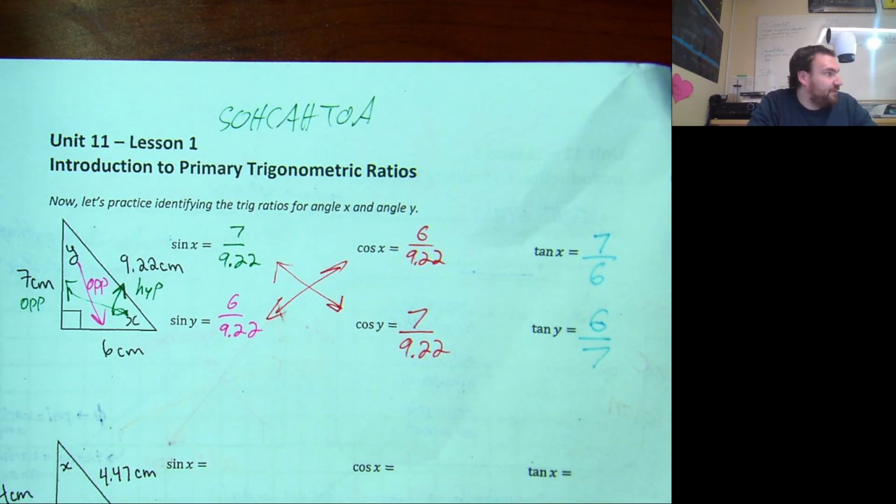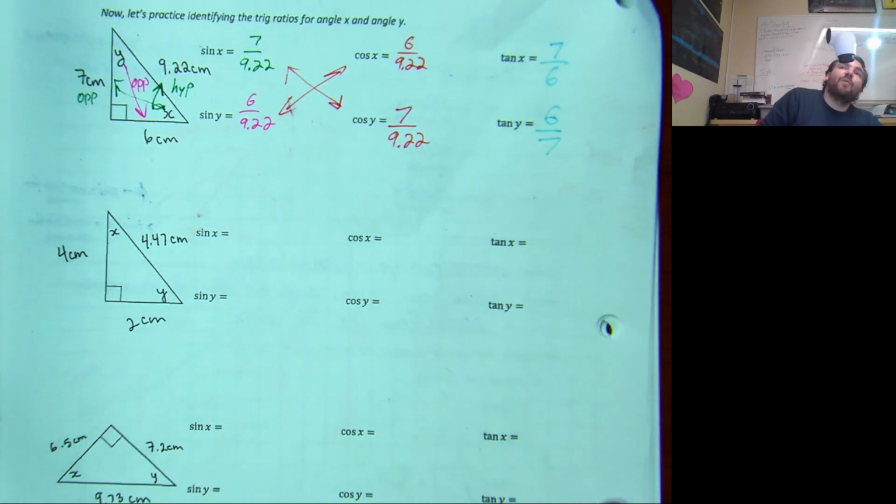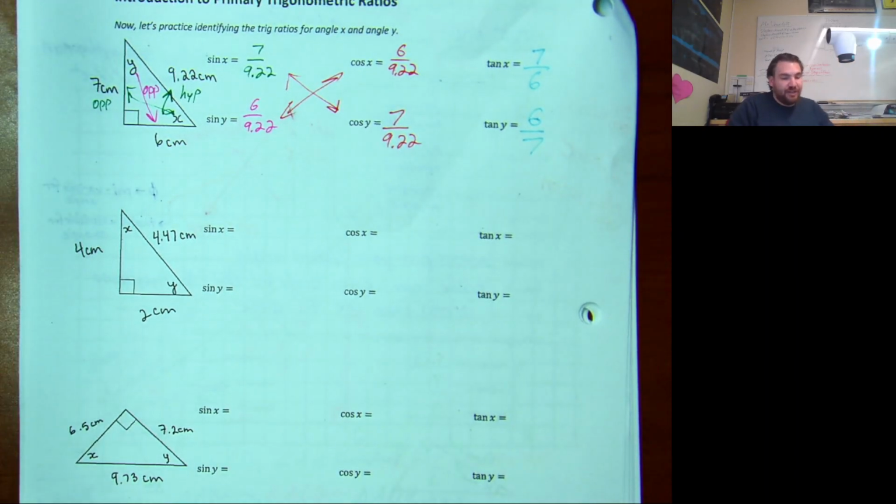Questions, comments, concerns about any of that? Then I want you to take a couple minutes. I want you to do these last two. Okay, two triangles here. What are the sine and cosine and tangent ratios for all of those listed there?